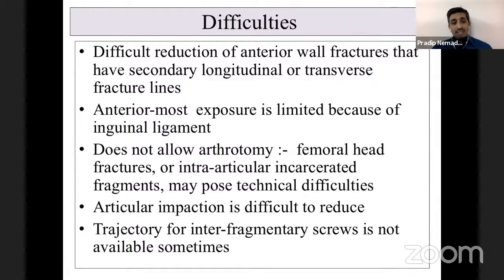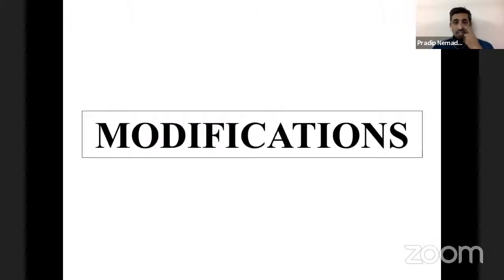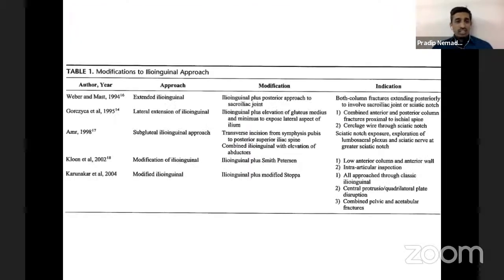Articular impaction is a little bit difficult to reduce through the ilioinguinal approach. We need to make a window as we have seen in the last talk, and the trajectory of the interfragmentary screw is not possible sometimes. So those are the difficulties. That's why there are different modifications. There are many modifications described over a period of time.